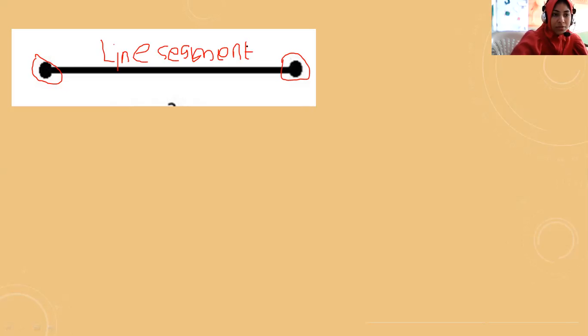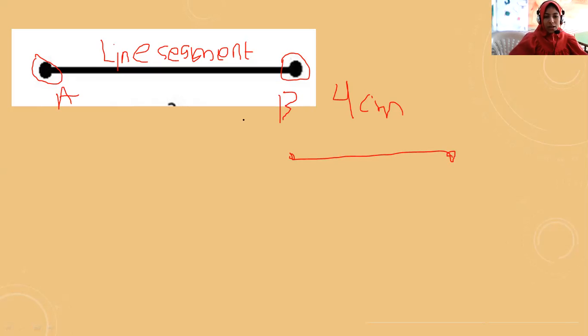Okay, you have read in the previous classes. The question is: draw a line segment of 4 centimeters. So in this way you are going to draw it. You know the definite length and you know the points. These points can be named A and B. So these points tell us that this line contains end points. Therefore it is a line segment. A line which has two end points, we will call a line segment.